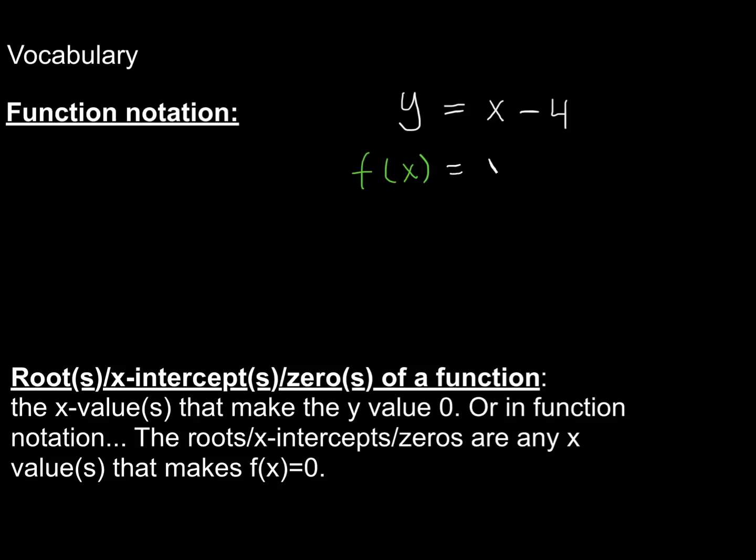So f of x is equal to x minus 4, right? And if you wanted to know what the value of this function was when x was 1, you'd say f of 1, and that would mean you'd plug in 1 for x. And so the value when f is 1 minus 4, which is negative 3. And so this really is another way of representing the y value.